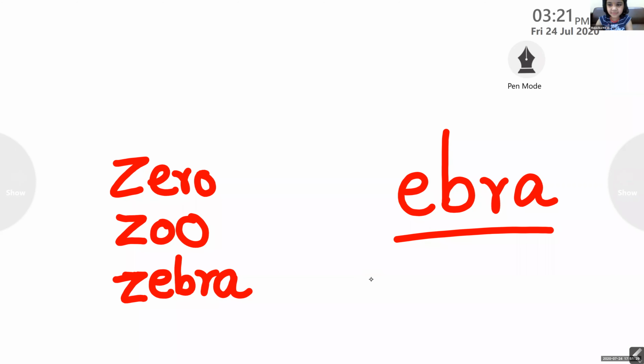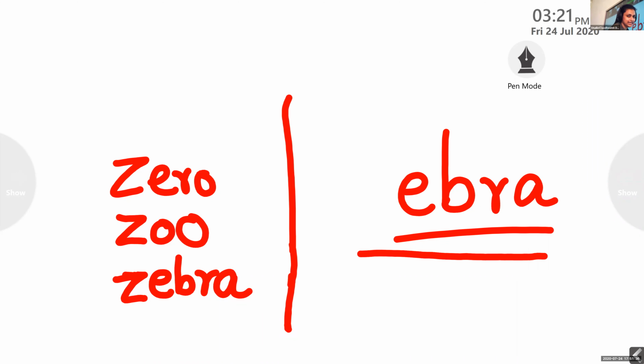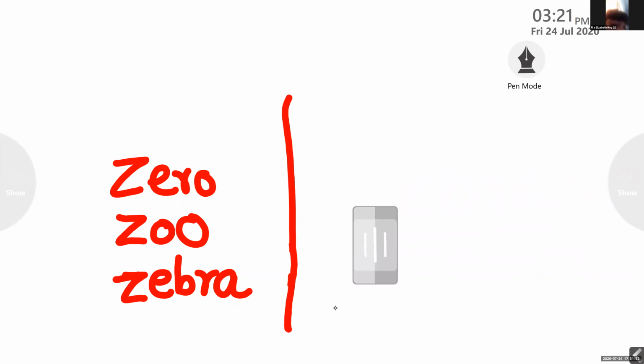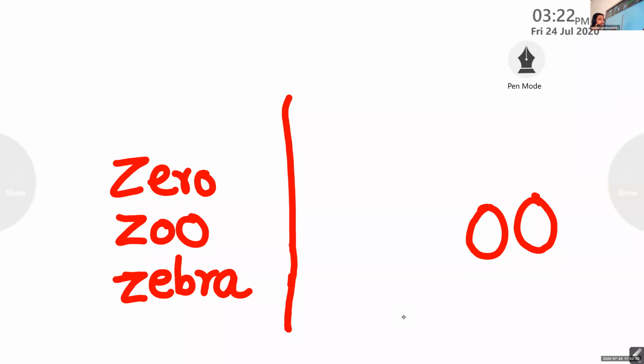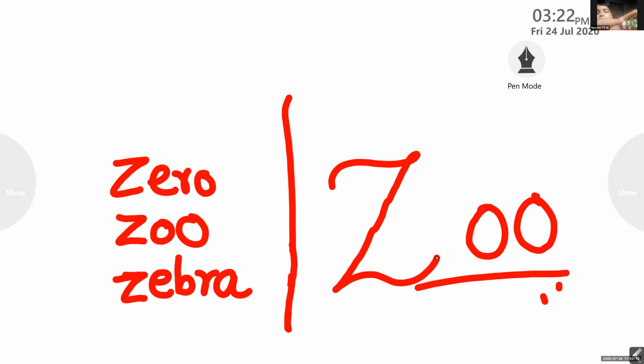So, moving on. From zebra, I'm taking out the sound of Z. So, what I got is "ebra", and I need to make it zebra. So, what is the sound missing? Z. Very good. Now, let's see for zoo. I'm taking out the sound of Z. All we have is "oo". So what is the sound missing? Z. Z makes it a zoo.